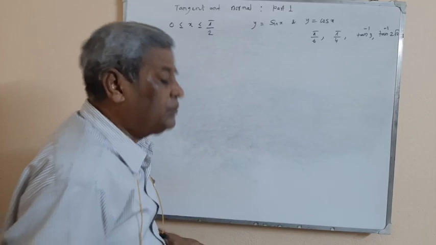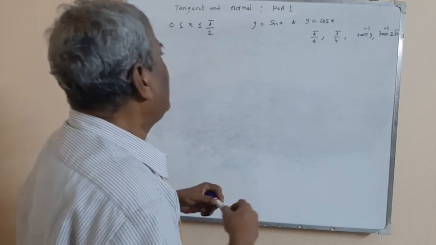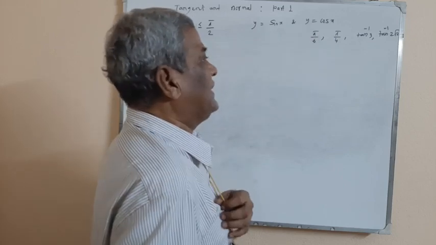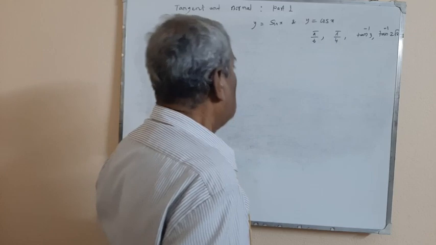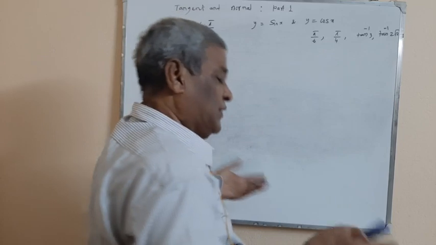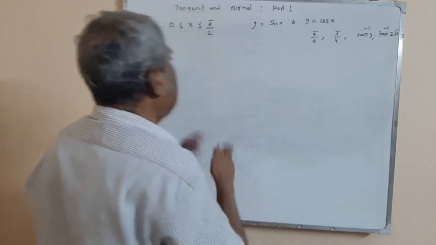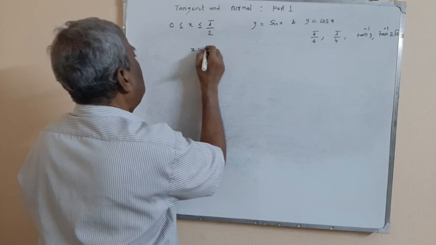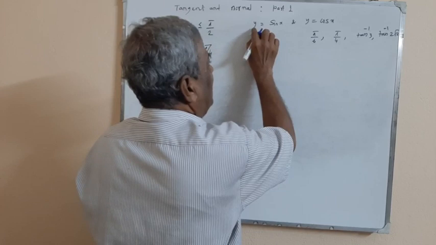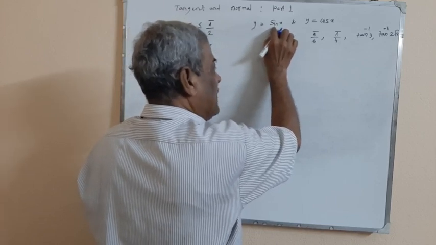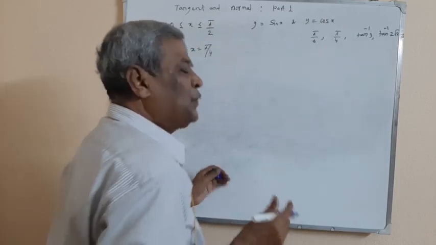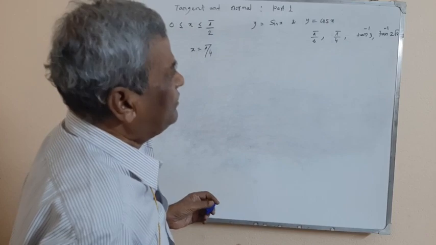So this problem also is very straightforward. Two curves are given, y is equal to sin x and y is equal to cos x. We know that within the region 0 to pi by 2, that is in the first quadrant, they meet at the point x is equal to pi by 4. Very clear, at x is equal to pi by 4, y is sine pi by 4, which means 1 by root 2. This is also 1 by root 2. So they meet at that point.